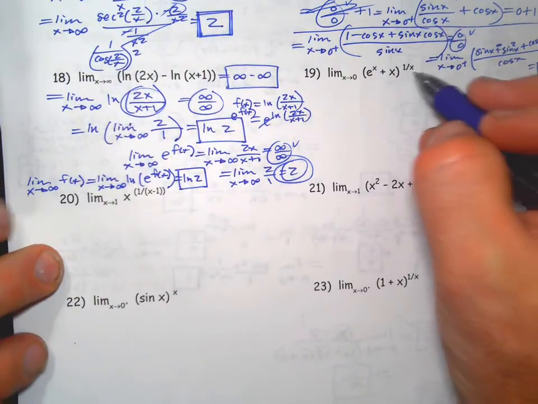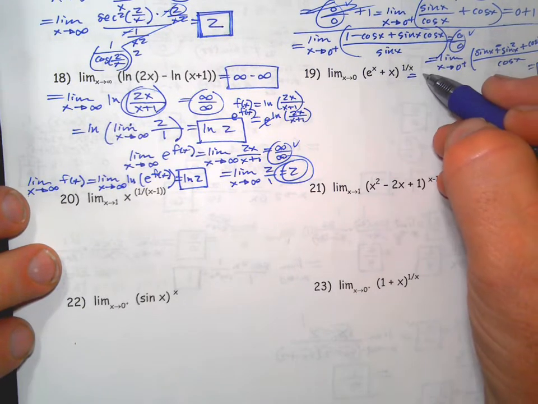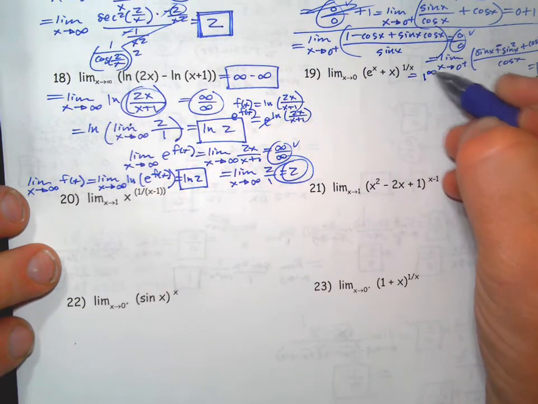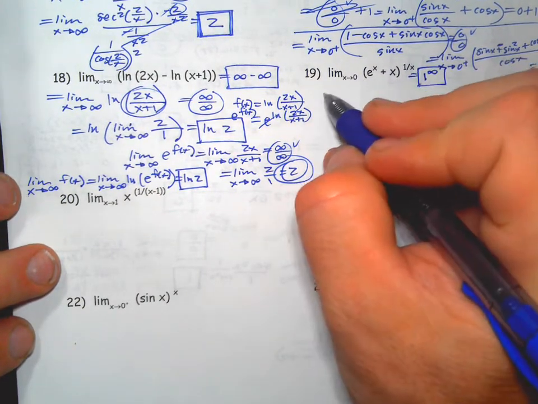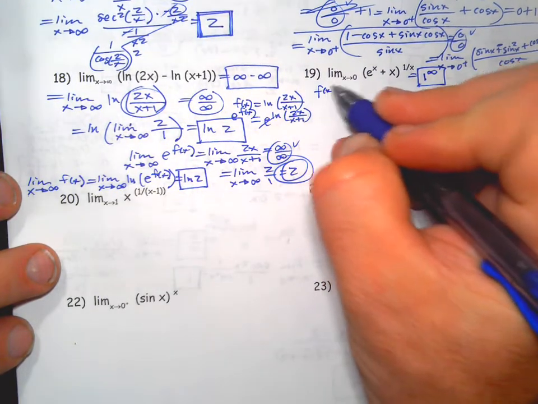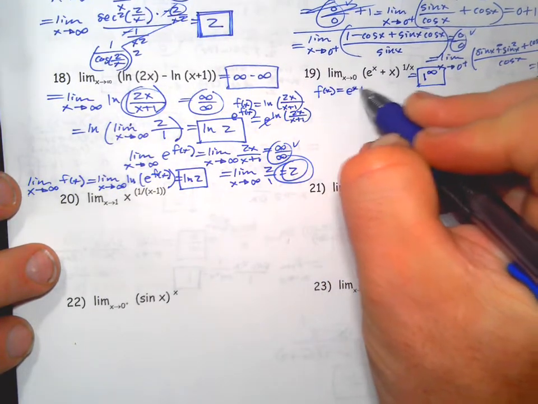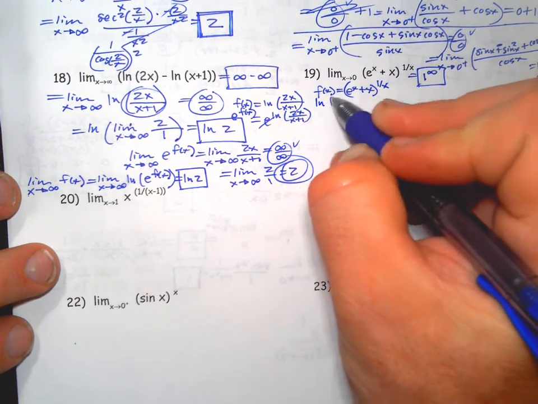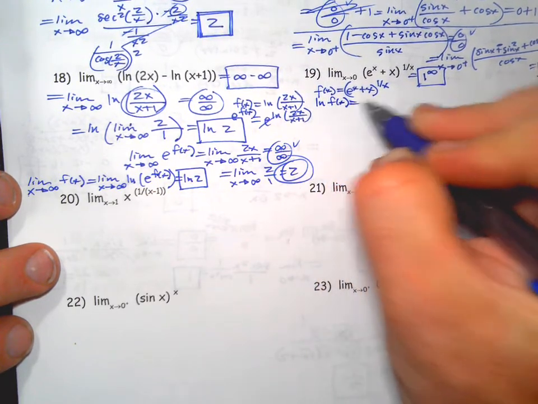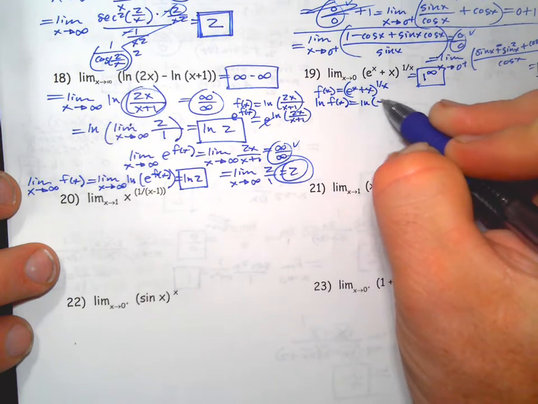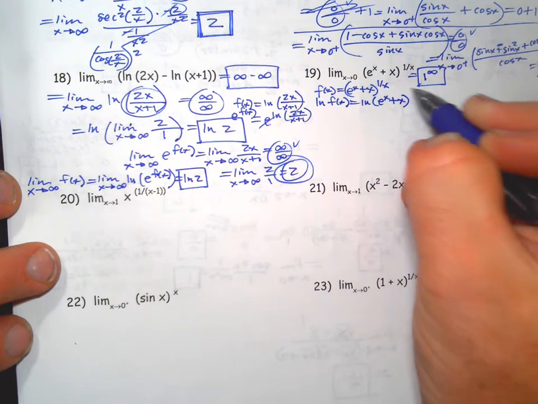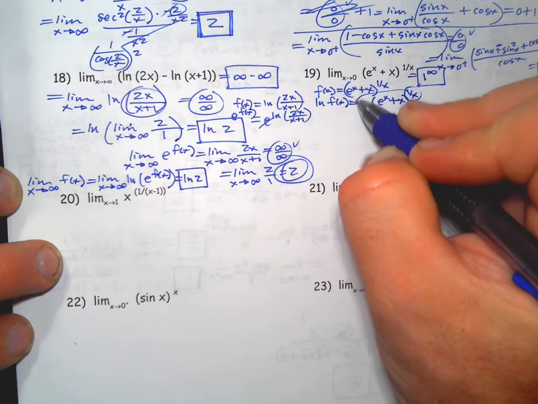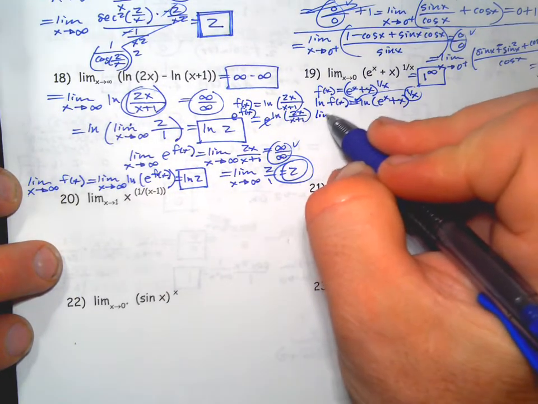Number 19. 1 to the infinity is your initial indeterminate form. So we're going to make a function. Got to get rid of that exponent, so take the natural log of both sides. Take the limit of that.